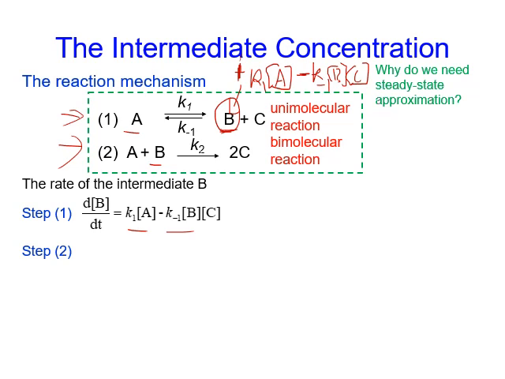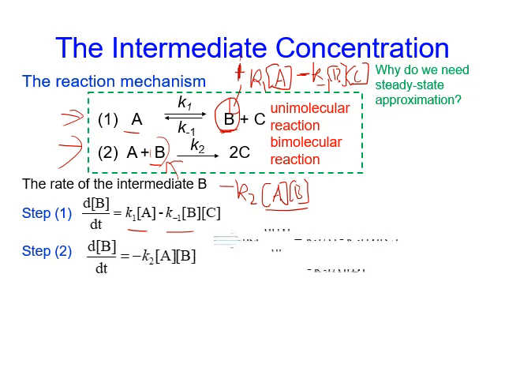Now the second step also involves B. It consumes B, so it should be negative k2 times A times B. These are the reactants in the second step. So for the total rate for B, you combine these three together. That's how the concentration of B changes.